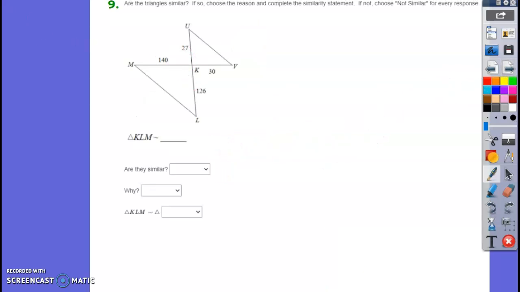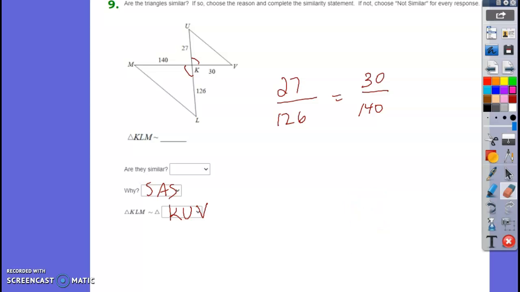Number 9. Okay, so I see I've got vertical angles. Vertical angles, and if I put 27 over 126 and 30 over 140 and I divide, I get the same values. So they're going to be similar if I name the triangle in this direction, KUV. So are they similar? Yes.